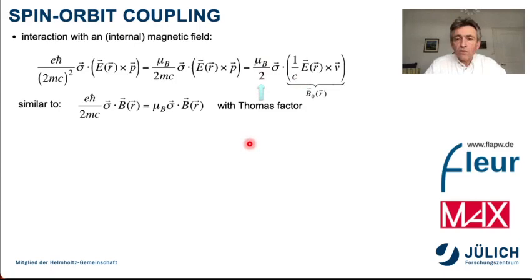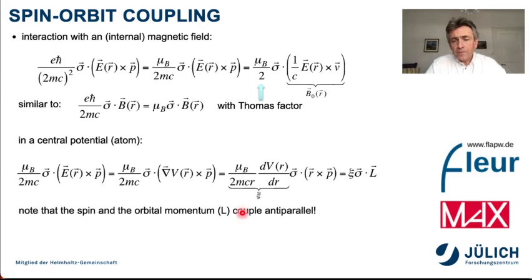Now for very simple situations like a central potential in an atom, one can rewrite this spin orbit coupling term so that it includes just the radial derivative of the potential and some prefactors, and this is then a spin orbit coupling constant xi here. What remains is the dot product between the vector of Pauli matrices and r cross p, which is nothing else than the orbital momentum, and therefore this operator is called the spin orbit coupling term. You can also derive from this form that the spin moment and the orbital momentum actually couple antiparallel, and this is also known as Third Hund's rule.